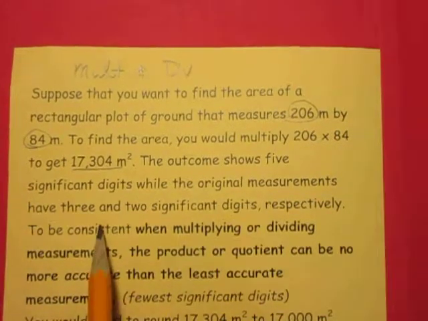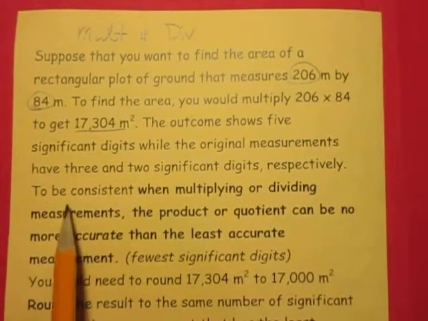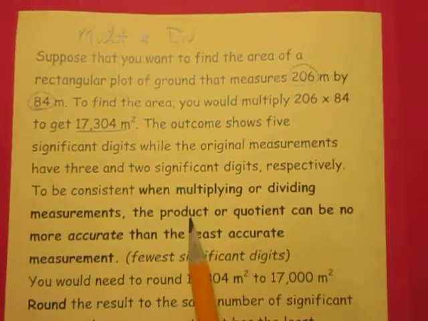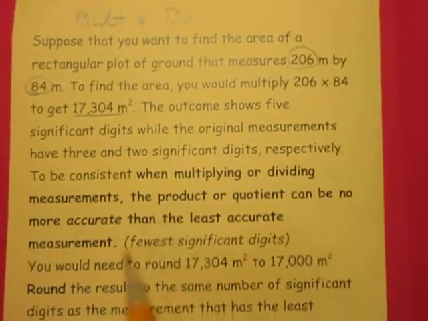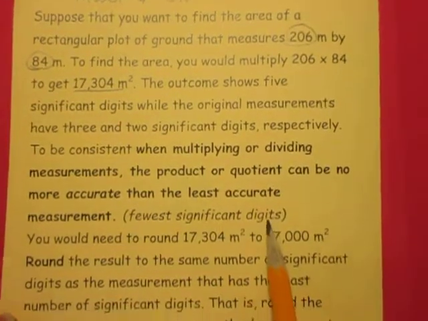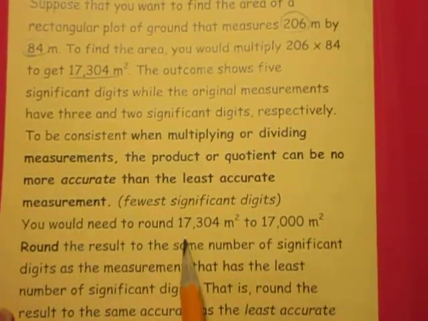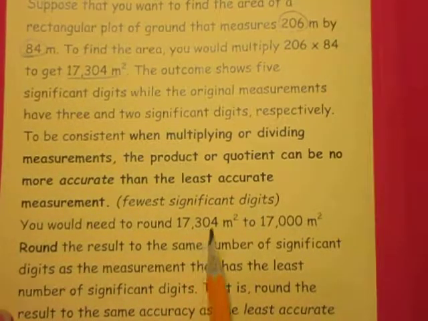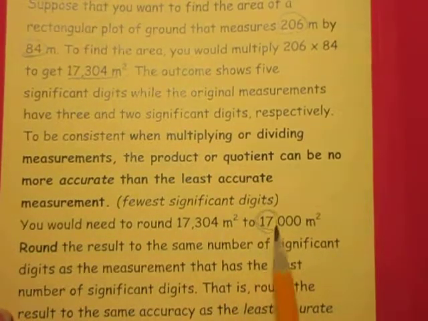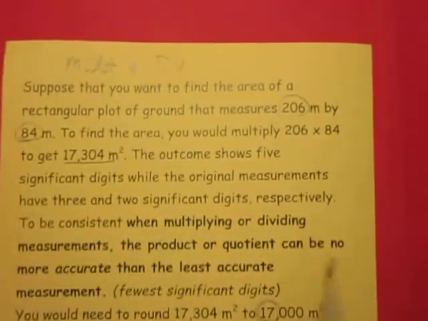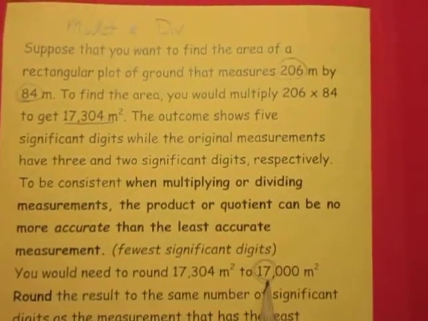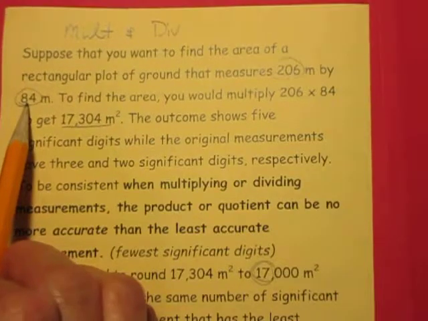And so our rules of accuracy tell us that to be consistent when multiplying and dividing measurements, the product or quotient, whether you're multiplying or dividing, can be no more accurate than the least accurate measurement. In other words, the one with the fewest significant digits. Another way to put that, in this particular example, is you need to round the 17,304 meters squared to 17,000 meters squared, because our answer can only have 2 significant digits, because 84 only had 2 significant digits. Our answer can have no more significant digits than either of the components that make up the problem.